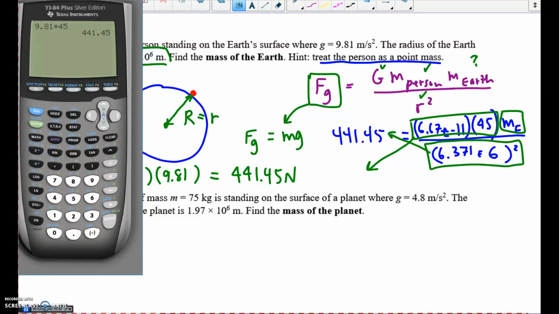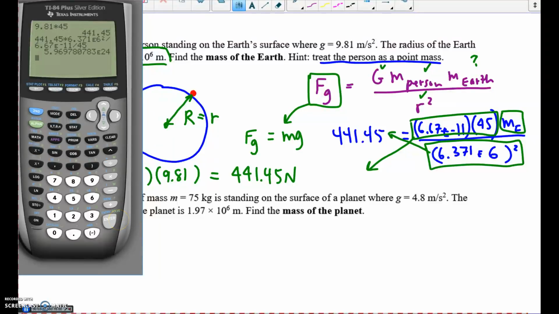So when I calculate, I'm going to do 441.45 times, I'm multiplying 6.371 to the other side, E6, and I square it. Don't forget the square there. Then we're going to have to divide by the 6.67 E negative 11, like I've shown. And we also have to divide by the 45. Because 45 is multiplied with mass of Earth, so we divide to get it away from mass of Earth to the other side.